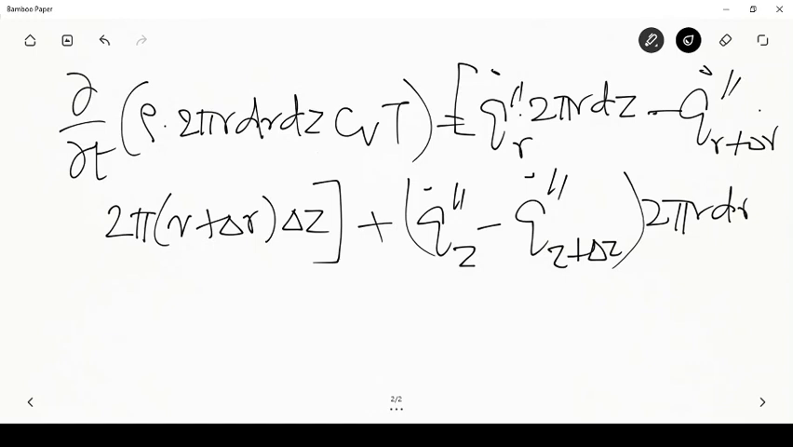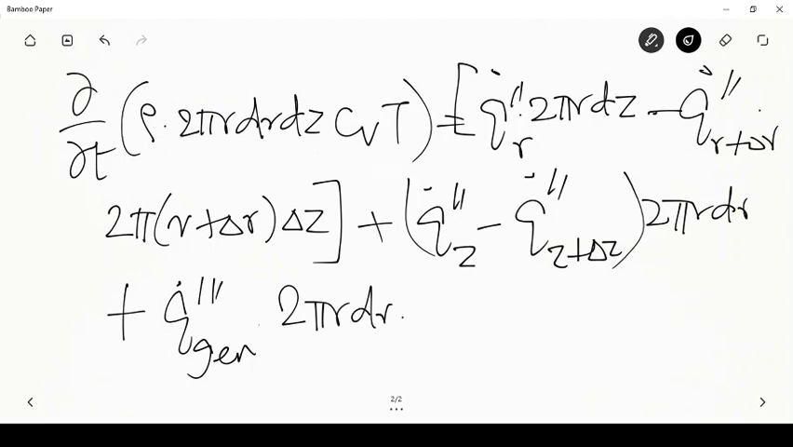Okay, so this is the heat flux. We are neglecting the heat generation term in this case. If you want, we can also include that. We'll then put it as Q dot triple prime generation multiplied by the volume, which is 2 pi r dr into dz. Okay, so I'm mixing up dr and delta r. So this basically is delta r delta z, and similarly here it's going to be delta r delta z.